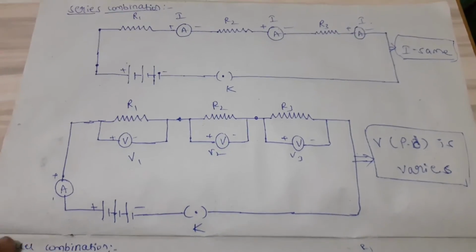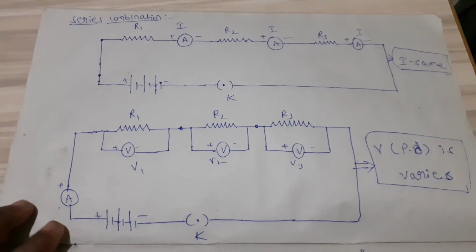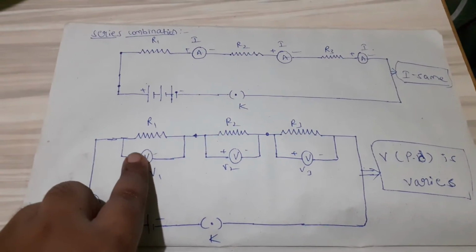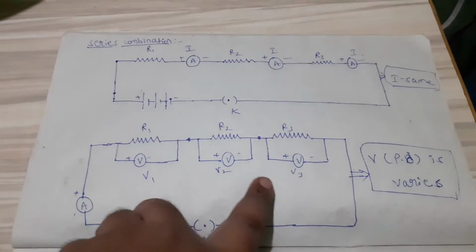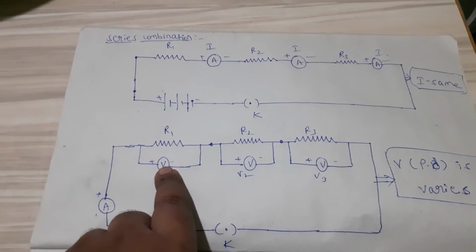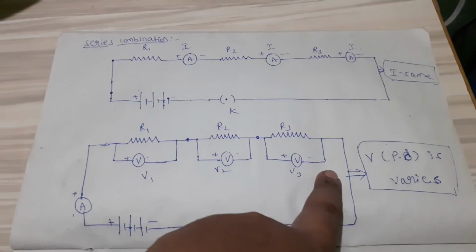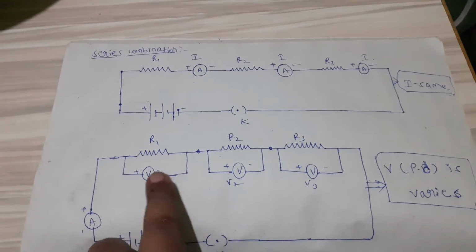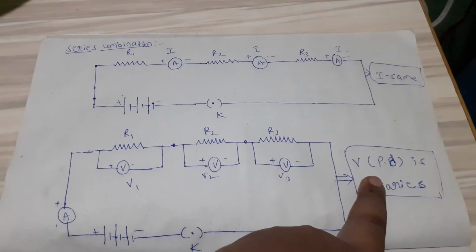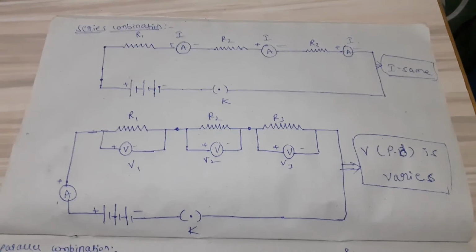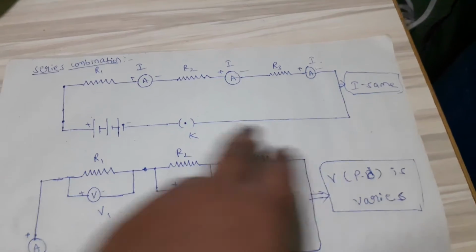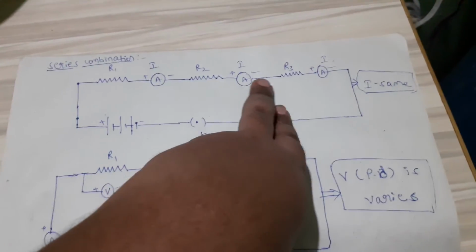Next, I am going to find the potential difference. How do we find the potential difference of a resistor? By connecting a voltmeter in parallel. This voltmeter is connected across the ends of each resistor. So the potential differences are different: V1, V2, V3. The potential difference changes, but the current is the same because there is no junction in the circuit.